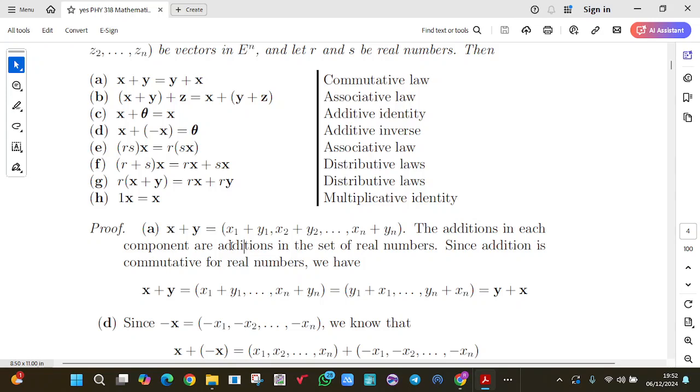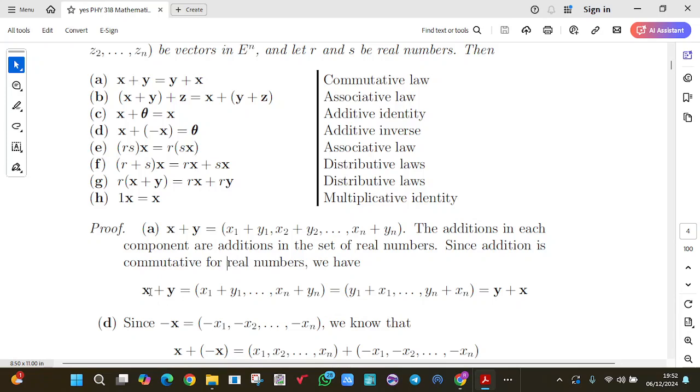Now let's prove the second part. We have taken this part, x plus y gives you this. Are you with me? Yes, sir. Now, since addition is commutative for real numbers, if I say proof, this is what makes this proof complete. You see, addition is commutative for all real numbers.